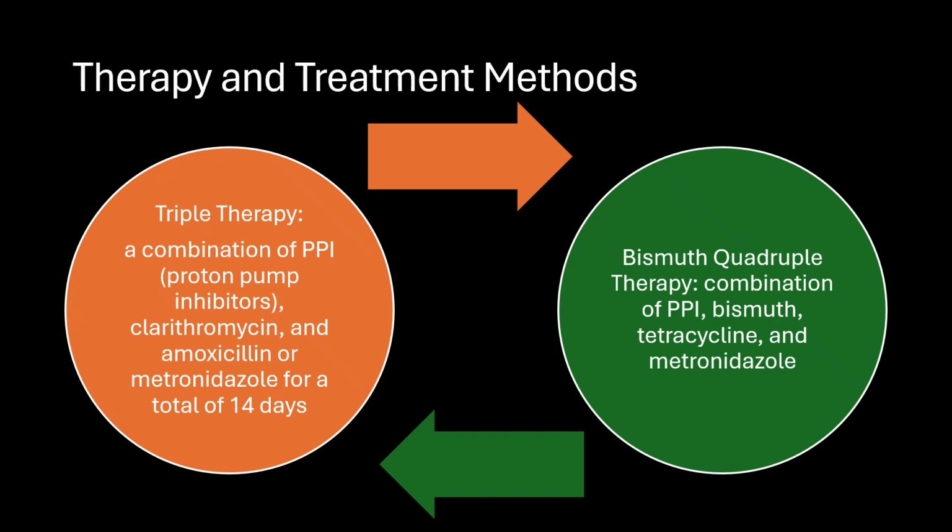Treatment usually involves a combination of antibiotics and acid-reducing medication. Traditional triple therapy includes a PPI, which is a proton pump inhibitor, clarithromycin, and either amoxicillin or metronidazole for 14 days. However, due to the rising antibiotic resistance, many guidelines now recommend bismuth quadruple therapy, which combines a PPI with bismuth, tetracycline, and metronidazole. This regimen has higher eradication rates in many parts of the world.